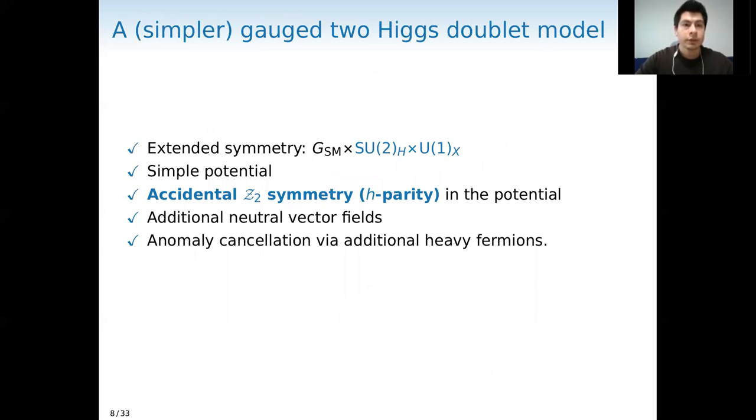Now, to explore this possibility of having a new mediator, we proposed a gauge two Higgs doublet model, which is an extension of the standard model by two symmetries, SU(2)_H cross U(1)_X. The potential is very simple, mostly thanks to this U(1)_X. And when this SU(2)_H is broken, we find that we have a C2 symmetry in the potential that we are going to call H parity. So we are going to have fields that are H odd and H even. These two symmetries produce new vector fields that happen to be neutral, different from other models that have charged vector fields. And in this model, we need to cancel anomalies via the addition of new heavy fermions.